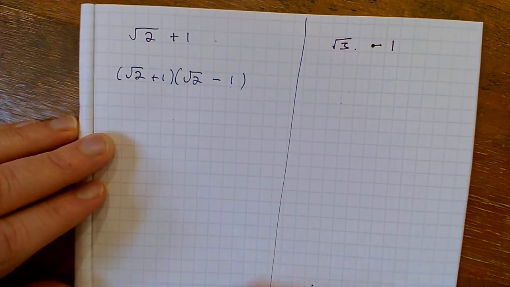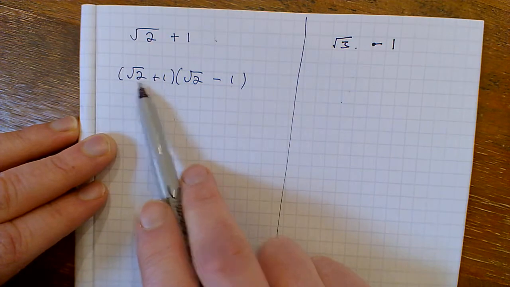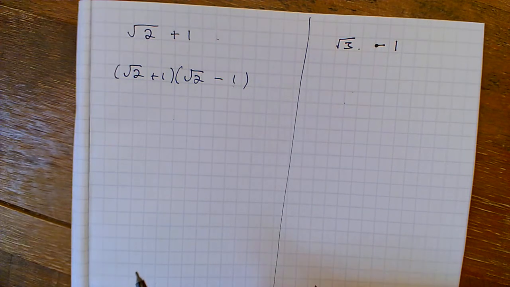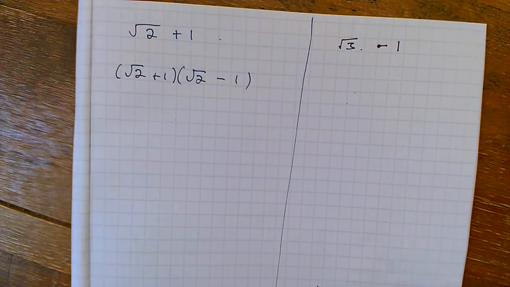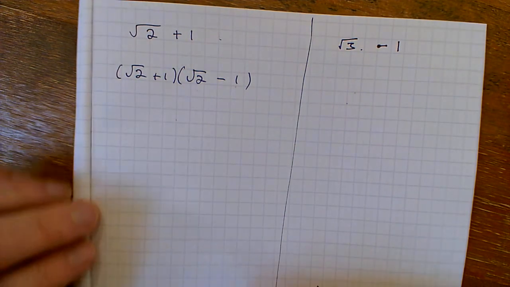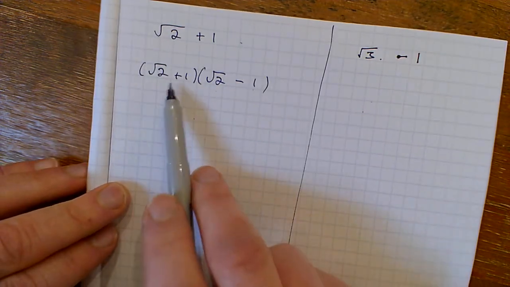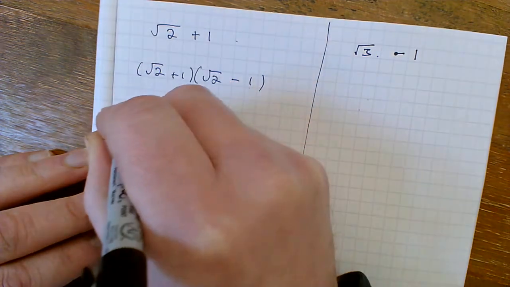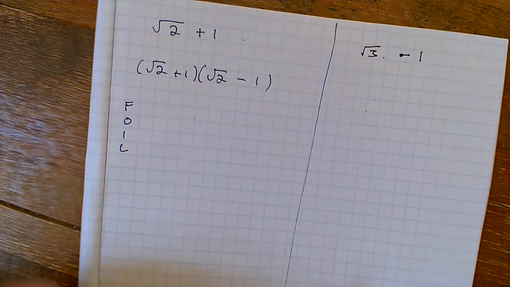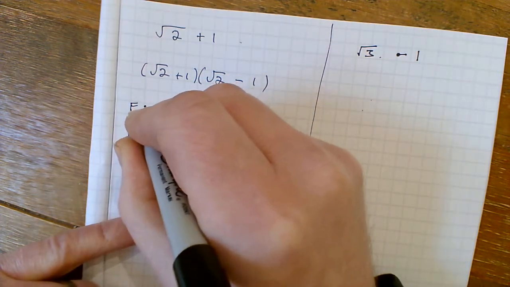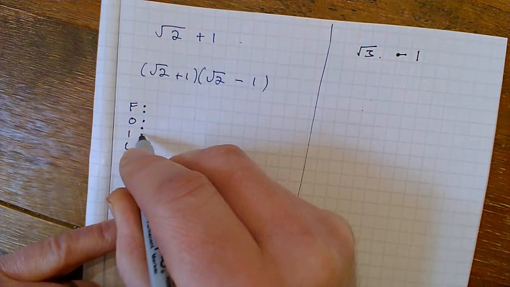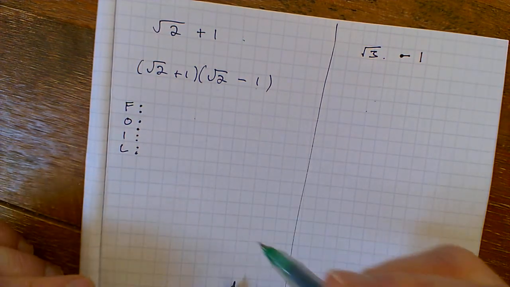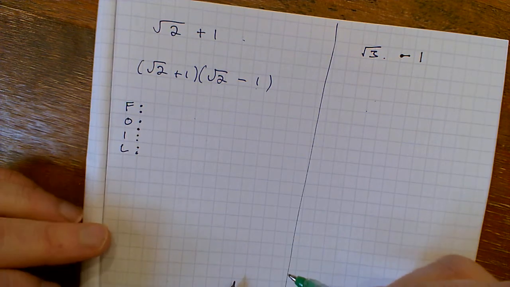Now that should look familiar to you in the sense that it is two brackets with two terms in each bracket. So we're going to expand it using FOIL, the same technique that we would use if it was x plus 1, x minus 1. FOIL will give us four terms. Remember, firsts, outers, inners, lasts. Okay, this is not massively difficult if you keep your head.